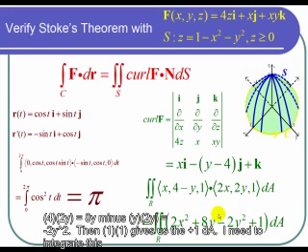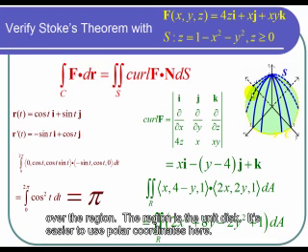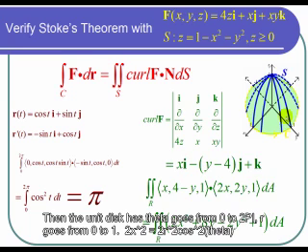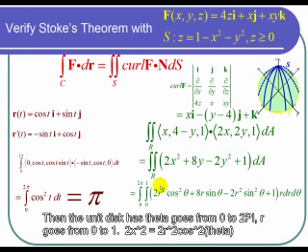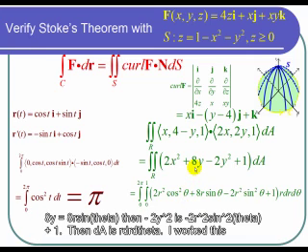So I need to integrate this over the region, and the region is the unit disk. So it's easier to use polar coordinates here. So then the unit disk has theta goes from 0 to 2 pi, r goes from 0 to 1. 2x squared is 2r squared cosine squared theta, 8y is 8r sine theta, then minus 2y squared is minus 2r squared sine squared theta, plus 1, and then dA is r dr d theta.